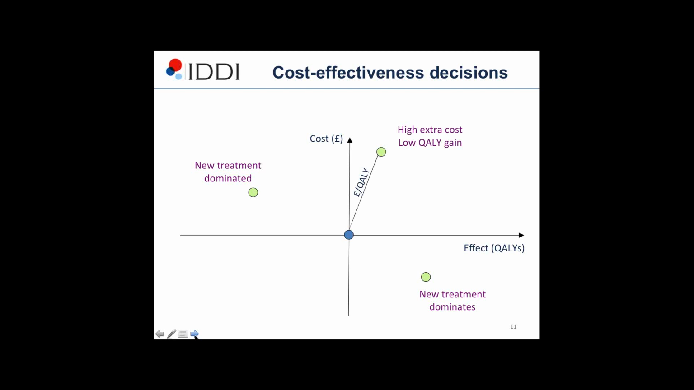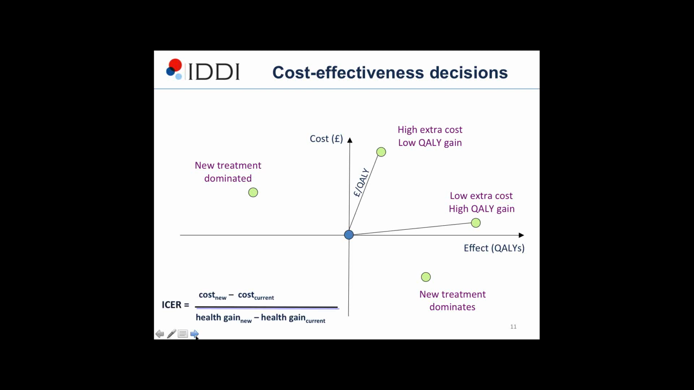But of course, the issue we have is that most of the decisions that we have to deal with in healthcare are in what we call the northeast quadrant. In other words, there are additional benefits, more QALYs on the positive scale, but also at additional costs. We need to pay for that additional innovation. And the question is, how do we determine what might be good value for money?